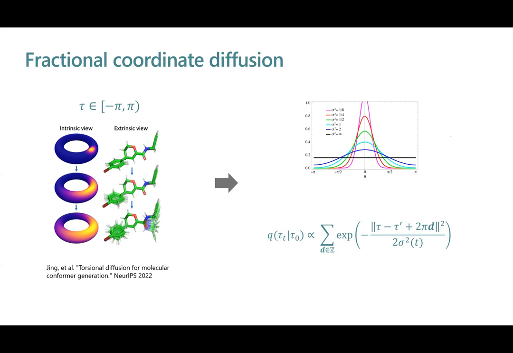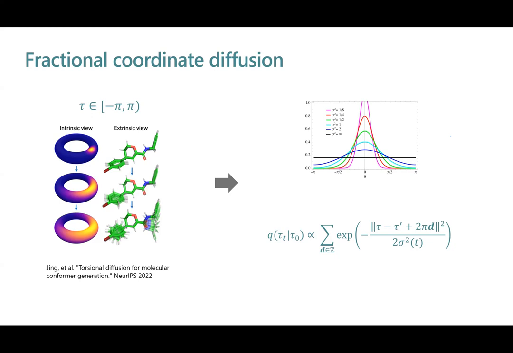It also has a similar periodic geometry, right? If you go outside of pi, you come back from minus pi. So the diffusion process for this object, which is called a torus geometry, you can describe using something called a wrapped normal diffusion, which is basically summing over a set of Gaussian distributions, each centered around 0, 2 pi, minus pi, 4 pi, et cetera, summing at least up to infinity.